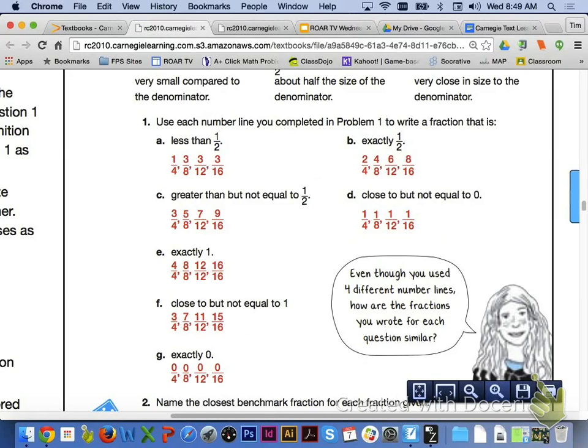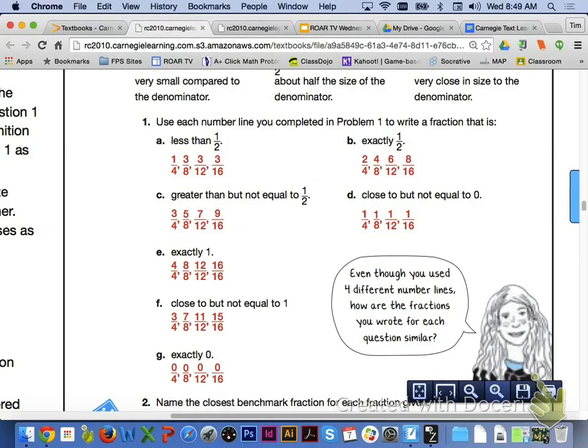For letter A, fractions that are less than 1/2 would be 1/4, 3/8, 3/12, or 3/16. For letter B, exactly 1/2, 2/4, 4/8, 6/12, 8/16. For letter C, greater than but not equal to 1/2. You could have 3/4, 5/8, 7/12, or 9/16. For letter D, close to but not equal to 0, 1/4, 1/8, 1/12, or 1/16.